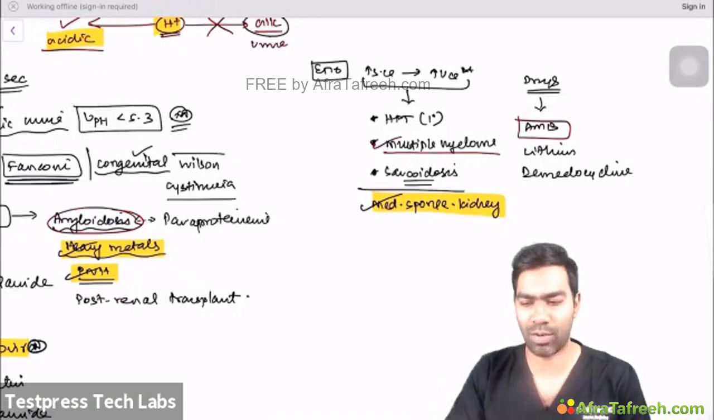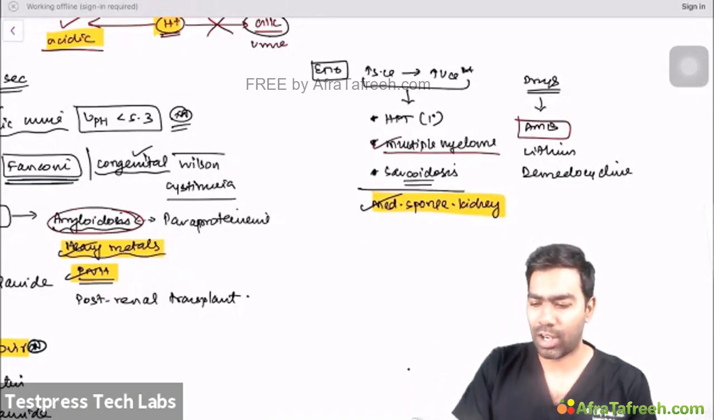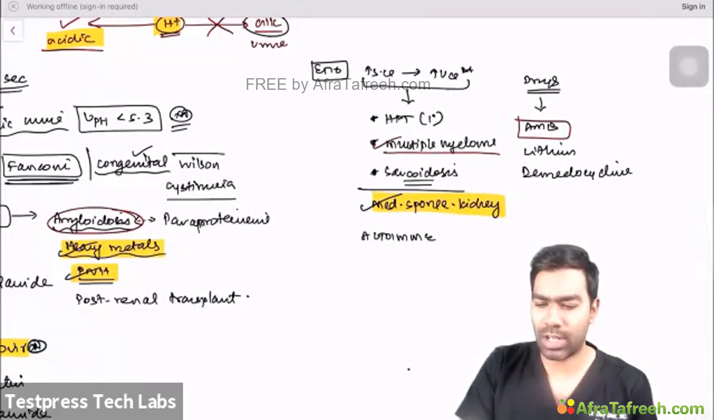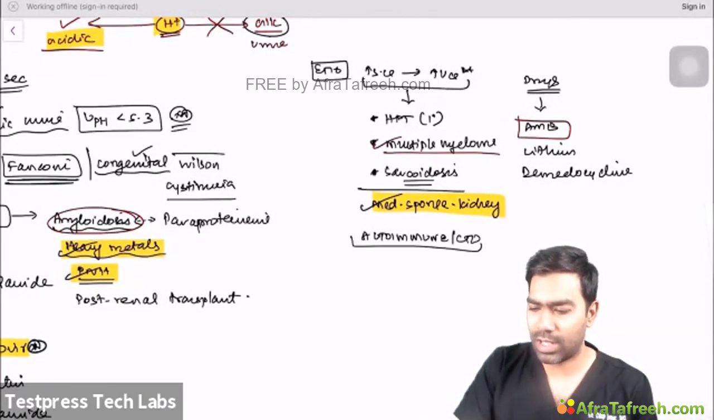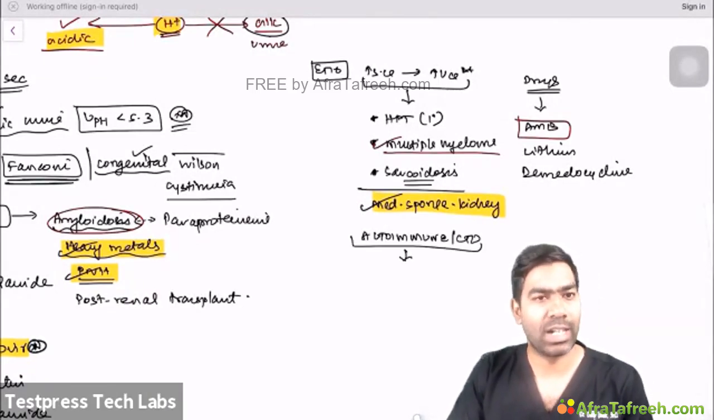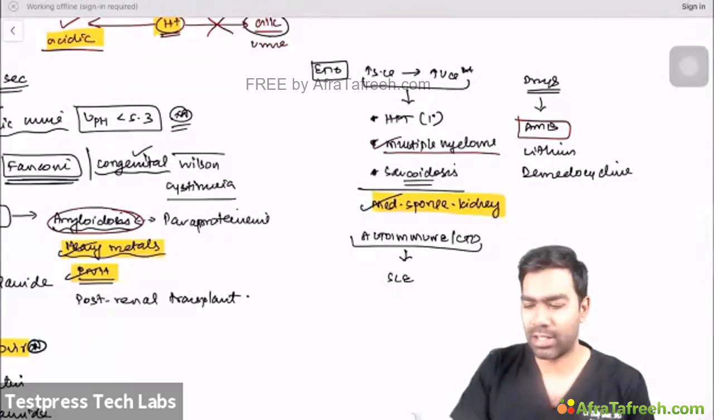This is either way around, vice versa. And there are a lot of autoimmune conditions. So in exam, whenever you see an autoimmune condition or a connective tissue disorder, this will result in the development of a distal RTA. Like for example, SLE, Sjogren.